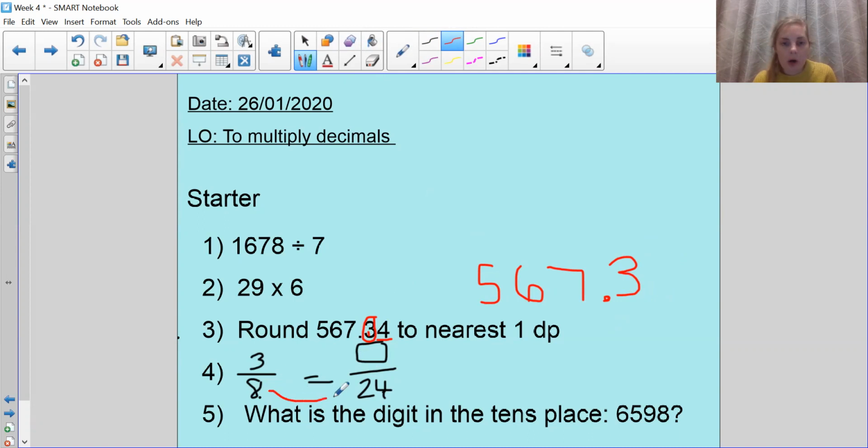And question number 4, what have I done to 8 to get 24? I've multiplied it by 3, so whatever I do to the one number, I need to do to the other number. So this is going to be 3 times 3, which is 9.